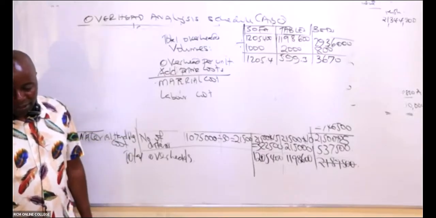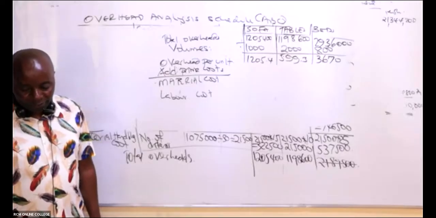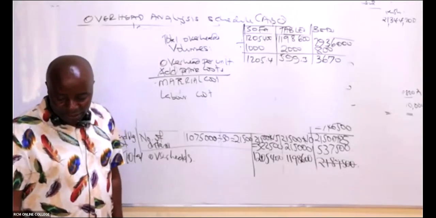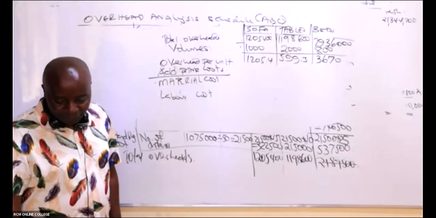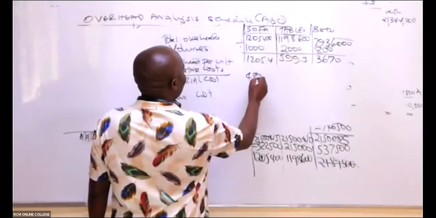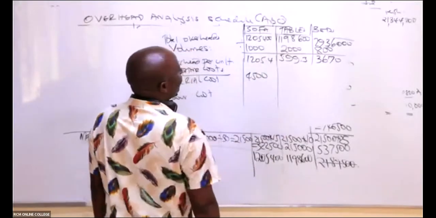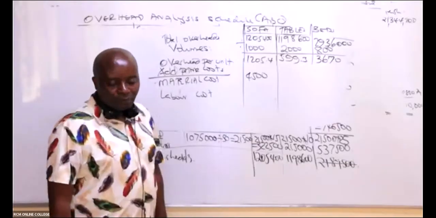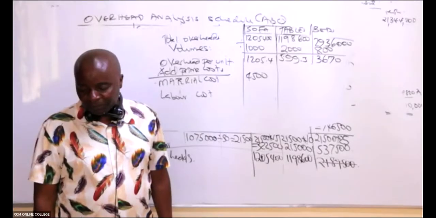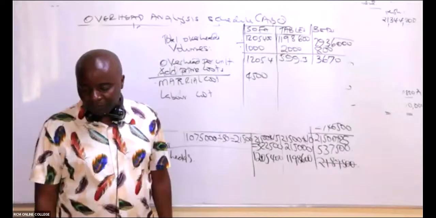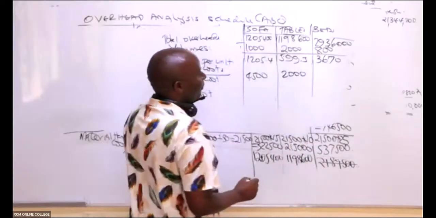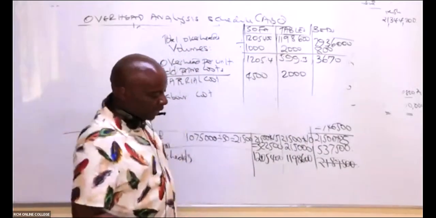Material cost for the sofa. Students are tired. But 500 for the sofa material cost. Tables, 2,000, right? And then beds, 3,100. Thank you so much.